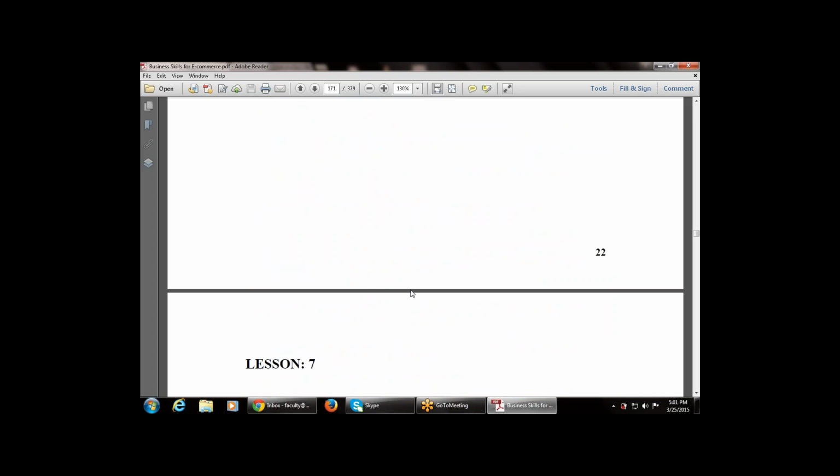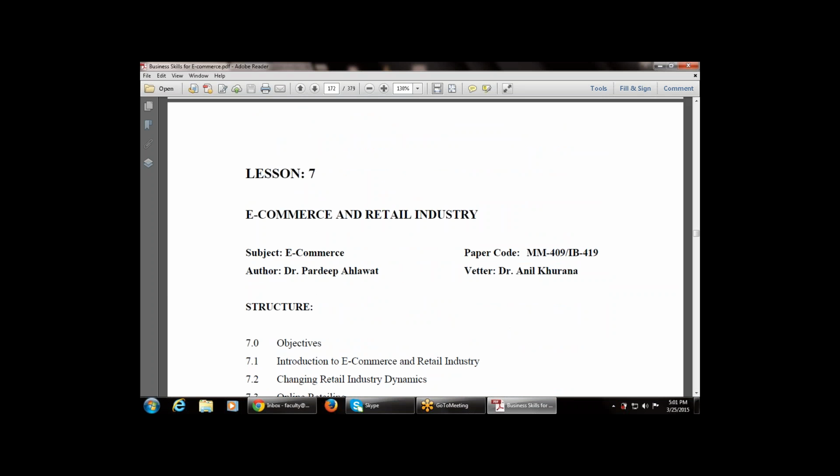So this is the wind up of chapter number 6. Now next is chapter number 7, that is the e-commerce and retail industry. Till now we have covered chapter number 6, that is e-commerce and the banking industry, that is how e-commerce is related with the banking industry.